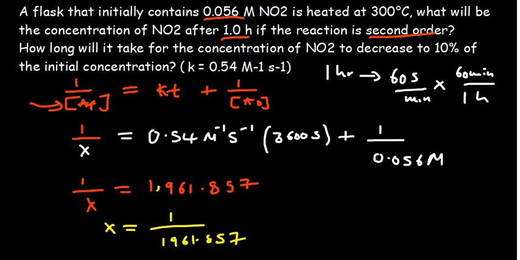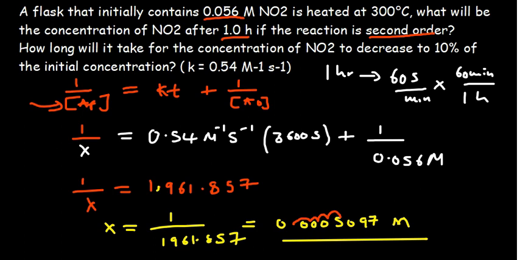1 divided by that, your answer becomes 0.0005097. Okay, now that is our concentration after that time had elapsed. If you want to take it to standard form, it is 5.097 times 10 to the power negative 4 molar concentration.